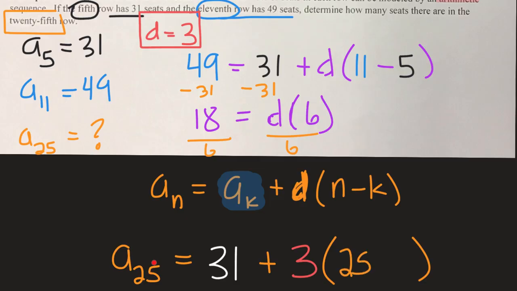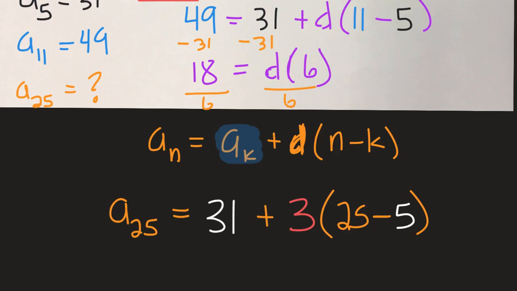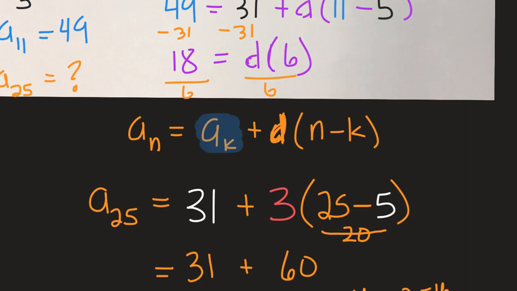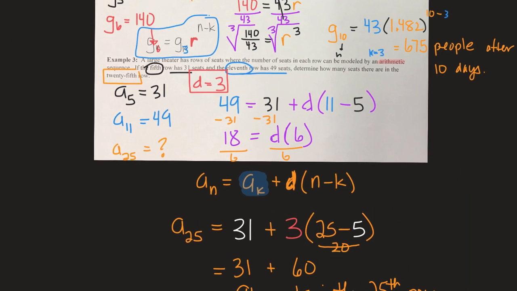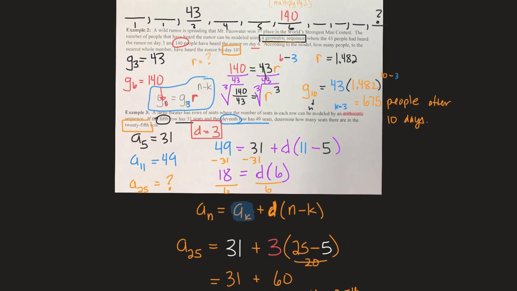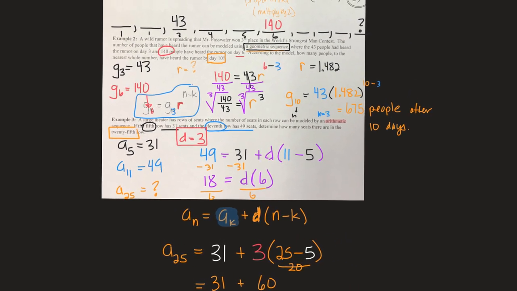We're looking for the 25th term, so this is your n value, minus 31. And what term was 31? 31 was the 5th term. So this is what we're going to do. We do this math to figure out what our 25th term is. And our final answer is 91 seats. So if you don't know the first term, you use this general formula in order to figure out what your variable, your ratio, or your common difference is. Those are the hardest types of these problems, so I'm glad we got to do some.